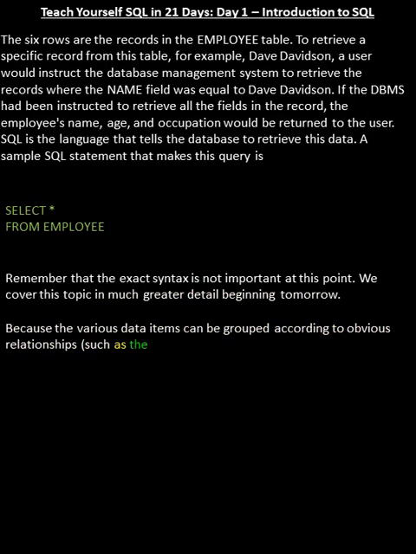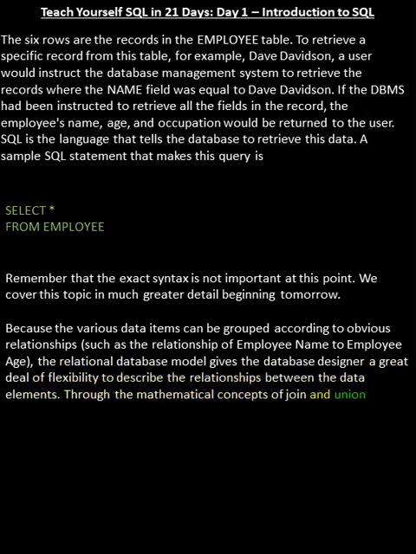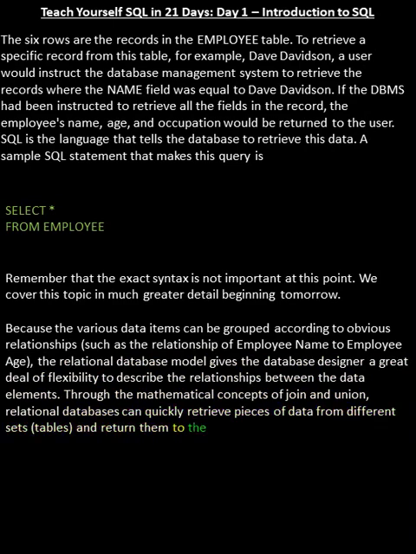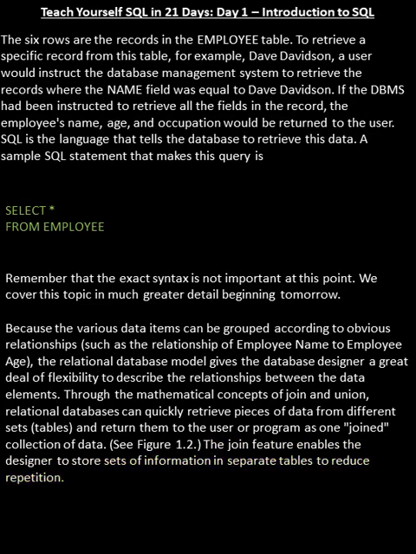Because the various data items can be grouped according to obvious relationships, such as the relationship of employee name to employee age, the relational database model gives the database designer a great deal of flexibility to describe the relationships between the data elements. Through the mathematical concepts of join and union, relational databases can quickly retrieve pieces of data from different sets, tables, and return them to the user or program as one joined collection of data. See Figure 1.2. The join feature enables the designer to store sets of information in separate tables to reduce repetition.